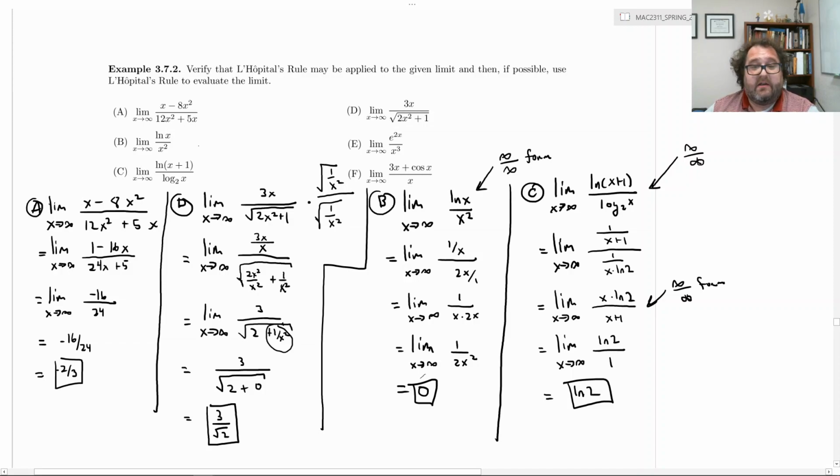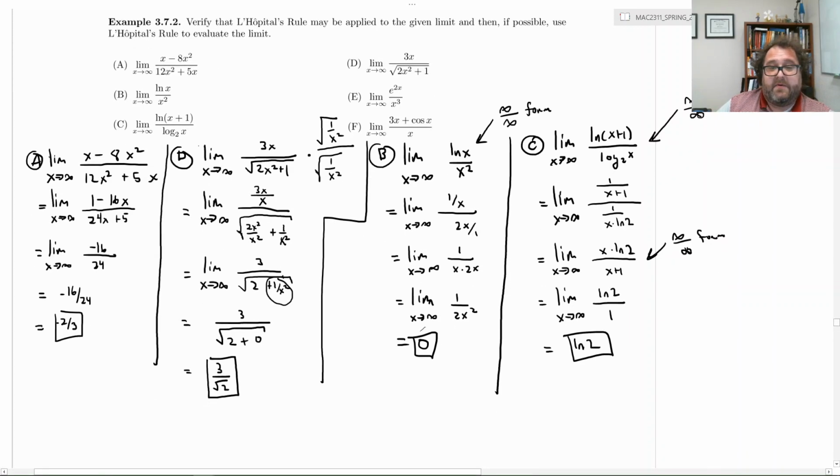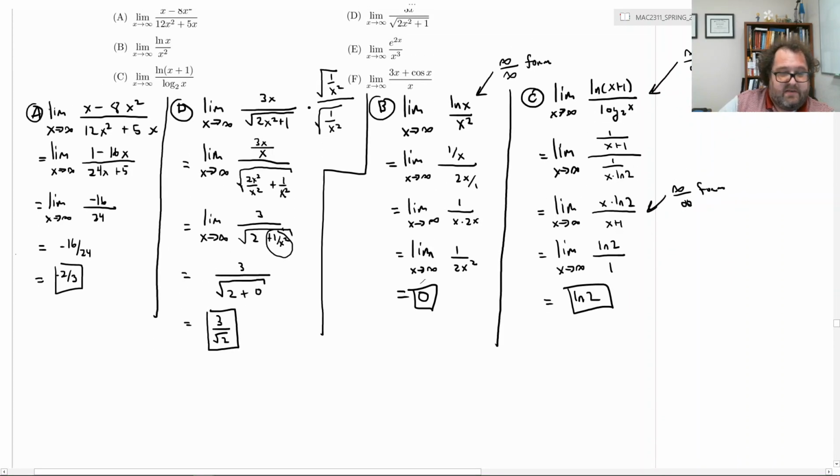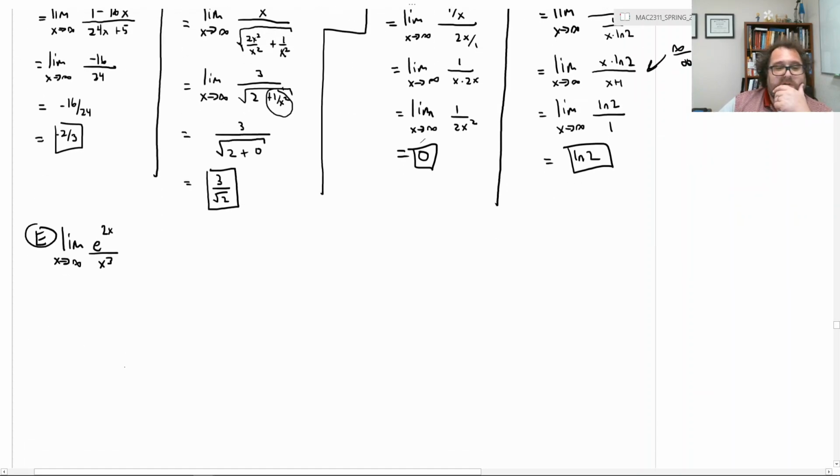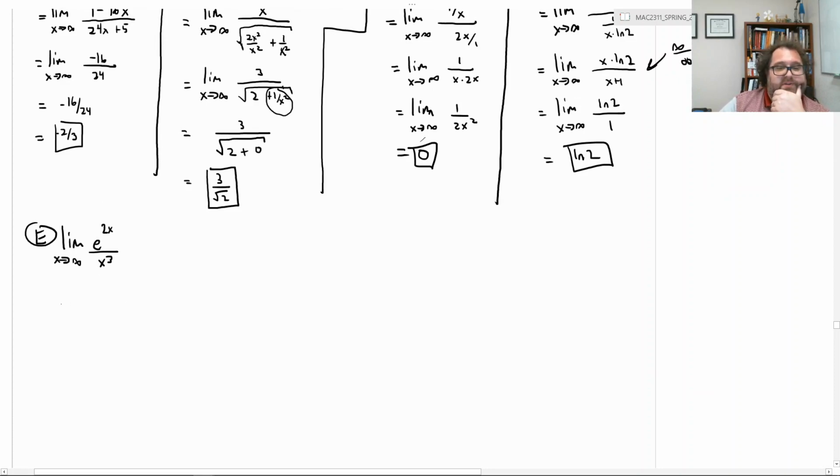Okay. All right, we did D already, so let's look at example E. All right, we have the limit. We have an exponential function. As x goes to infinity, we have e to the 2x over x cubed. Is it in the correct form? Yeah, it is, because exponential is clearly going off to infinity. x cubed, again, if you cube a big positive number, you get an even bigger positive number. This is going off to infinity pretty quickly on the top and the bottom.